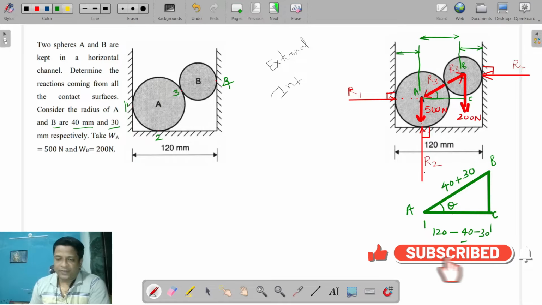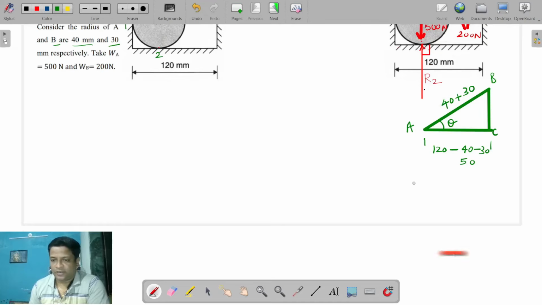So the adjacent side of theta is known and the hypotenuse is known. So here we can use the cos relation. So cos theta is equal to the adjacent side, that is AC, which is nothing but 50. Hypotenuse is AB, which is 70. So to calculate the value of theta, we'll find the cos inverse of 50 by 70. So approximately we're getting the value of theta as 44.41.